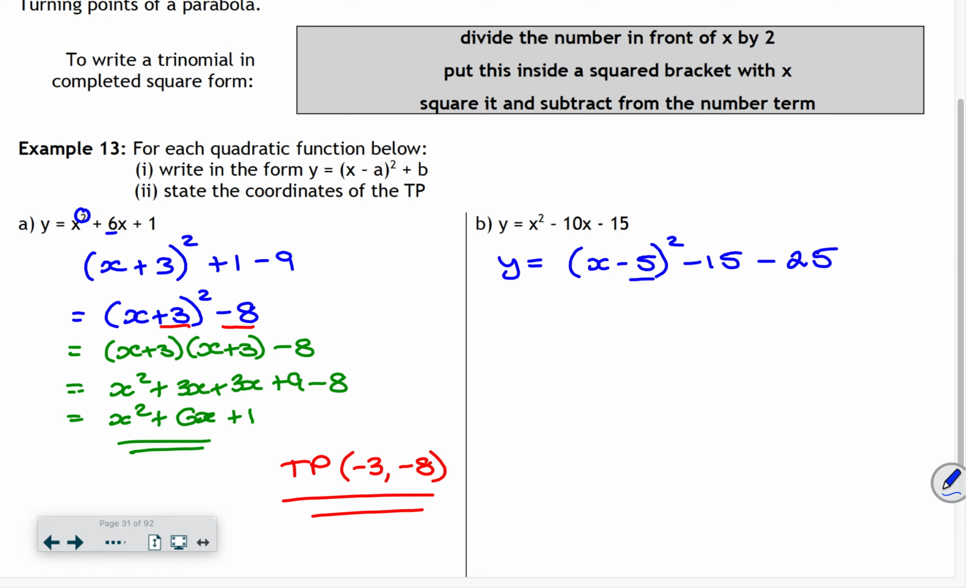So then simplify, and we get y is equal to (x minus 5) all squared. Minus 15, take away 25, would give me minus 40. I'm not going to go ahead and expand it. You can do that yourself just to check. Let's get the turning point. So the turning point will be (5, minus 40).